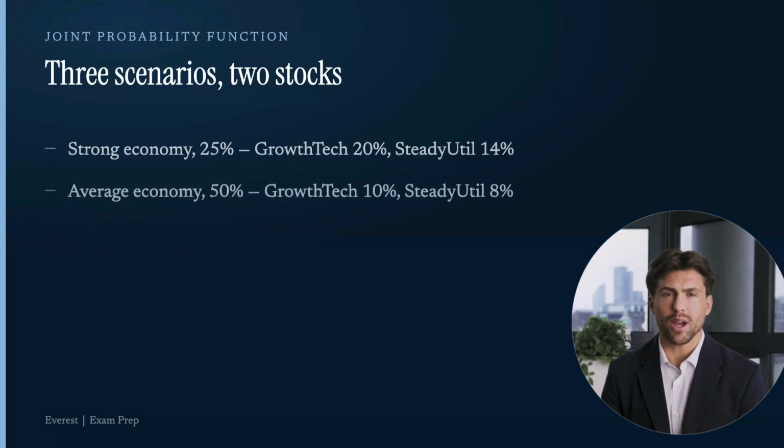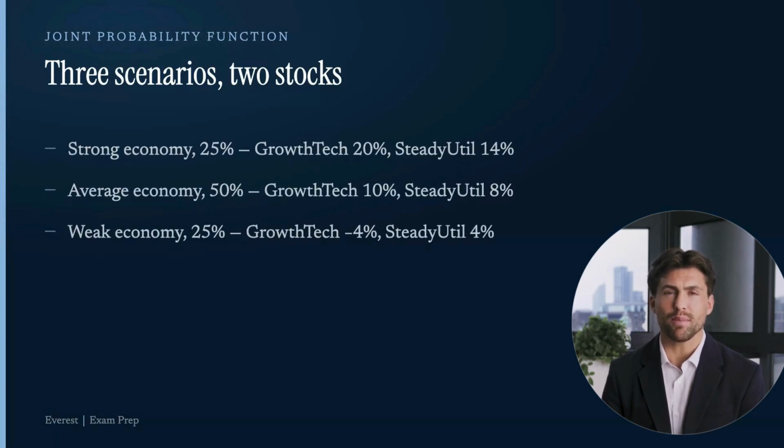So far, every covariance came from a formula with the numbers already given. Sometimes you have to build it yourself, scenario by scenario. Take two more stocks. In a strong economy, growth tech returns 20% and steady util returns 14%. In an average economy, 10% and 8%. In a weak economy, -4% and 4%.